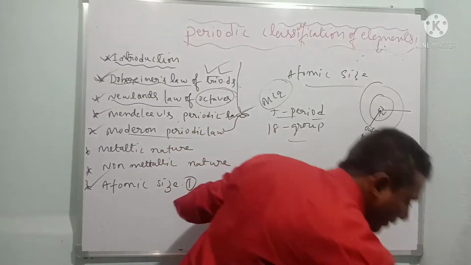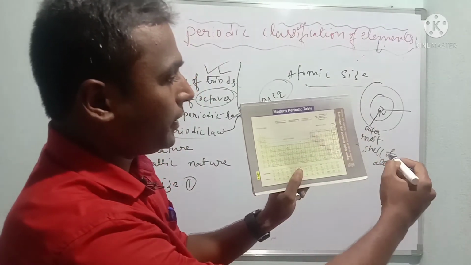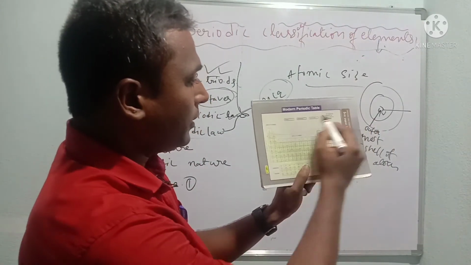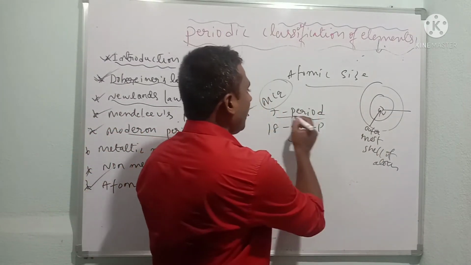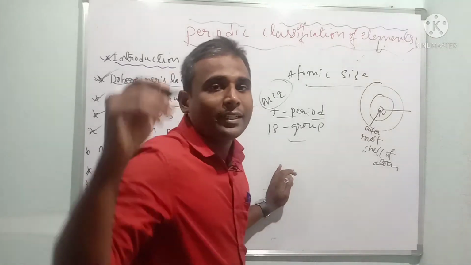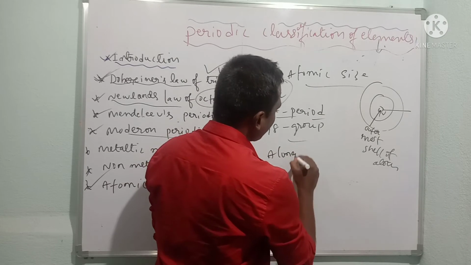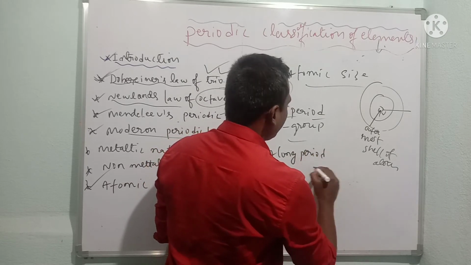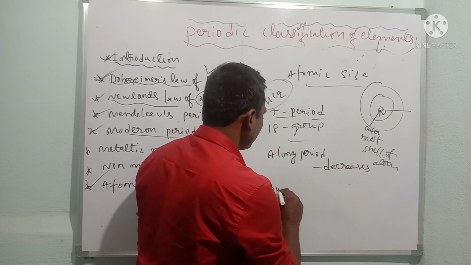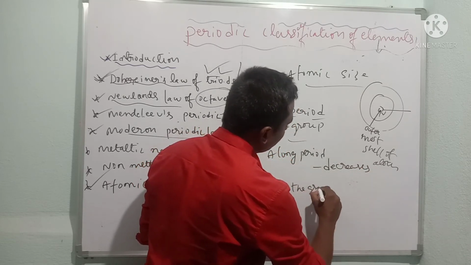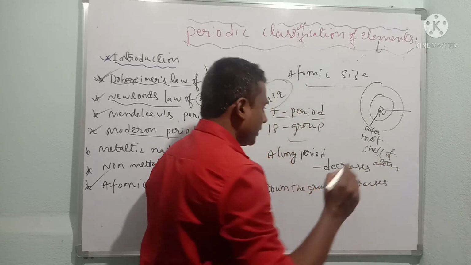Now here, atomic size: if I go along the period in the periodic table, what is going to happen, children? If you go along the period, or come down the group, you can go through that easily. Along the period, atomic size decreases. So write down: along the period, this decreases. Down the group, that increases.